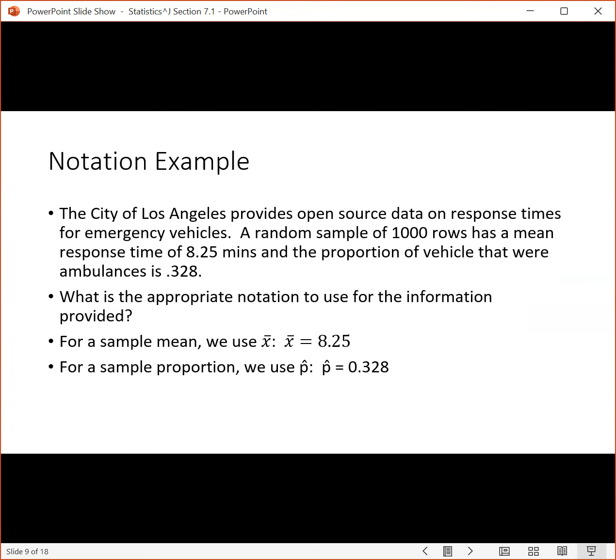Let's look at a notation example. The city of Los Angeles provides open source data on response times for emergency vehicles. A random sample of 1,000 rows from their open source data has a mean response time of 8.25 minutes, and the proportion of vehicles that were ambulances in those 1,000 rows was 0.328. What is the appropriate notation to use for the information provided? For the sample mean, we use X bar. For the sample proportion, we use p hat. Notice there's no information here about the population itself, and so that's why we don't have anything defined for those.